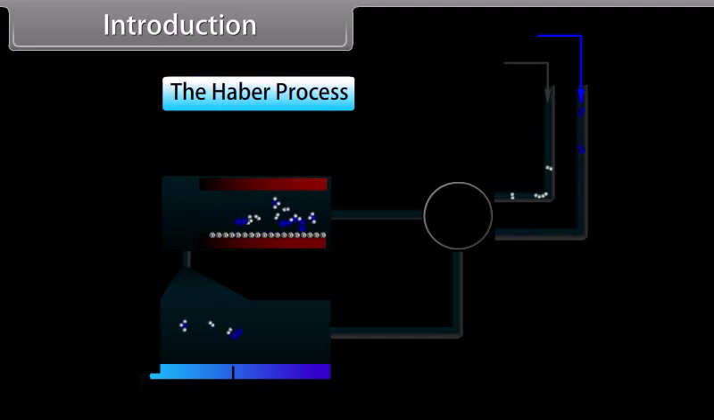The Haber's process combines nitrogen with hydrogen into ammonia. Nitrogen is an important element in the P block of the periodic table. So students, today we'll study the P block elements.